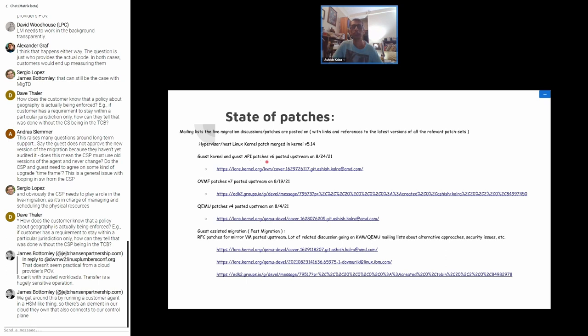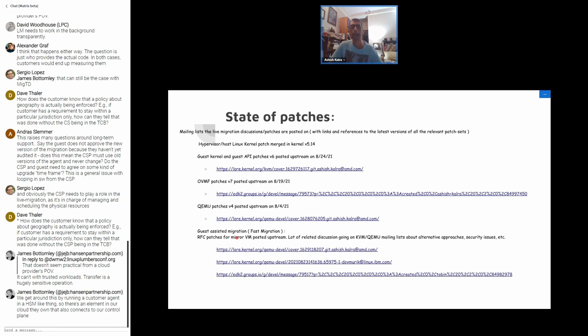I posted the last version, version 6. Similarly, there are OVMF patches, version 7, which are also posted upstream. And then QEMU patches were recently posted. They are more like an RFC right now, and there's been some discussion on it. There have been discussions on all three components. There are specific parts which I just want to continue here so that we can have some consensus of what we want to go ahead and do.